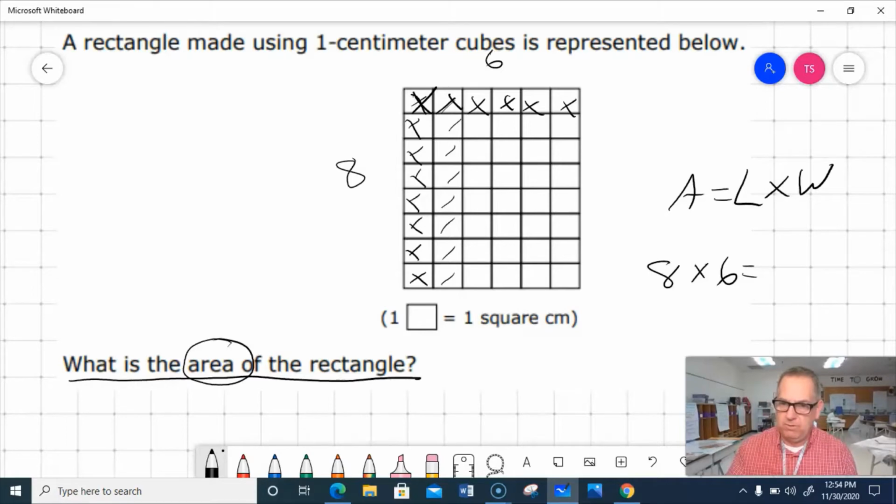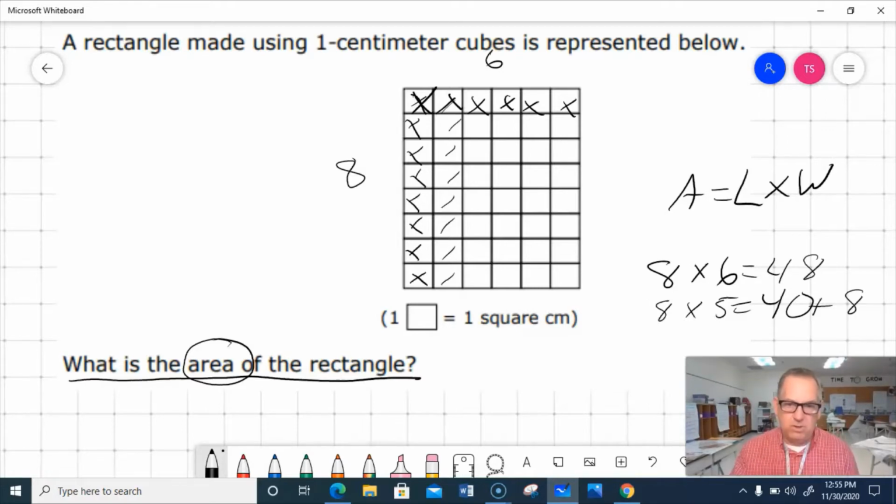I'm going to show you a little trick for doing your 6s, because we know our 5s really well. So 8 times 5, we can count that out just to be sure. That's 5, 10, 15, 20, 25, 30, 35, 40. So 8 times 5 is 40. So if I want to figure out what 8 times 6 was, it'd just be one more group of 8. So I would just add 8 to it. So 8 times 6 is 48.